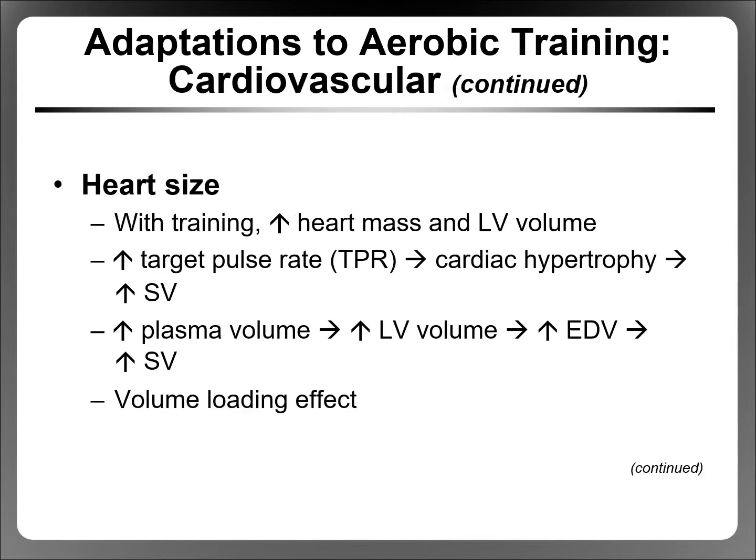All right, so looking at heart size. We know with training, we can increase the heart's mass and the left ventricular volume. This is because we are having specific cardiac hypertrophy, which is going to allow us to increase our stroke volume. Also, if we increase our plasma volume because we are more efficient at maintaining hydration and blood volume, this is also going to increase our left ventricular volume and our end diastolic volume, and therefore our stroke volume. So we can see that all of these factors are going to play nice together to improve the heart size and therefore our cardiovascular function.